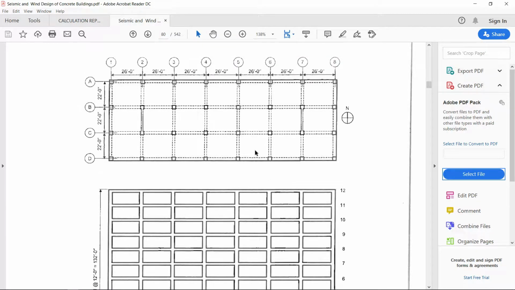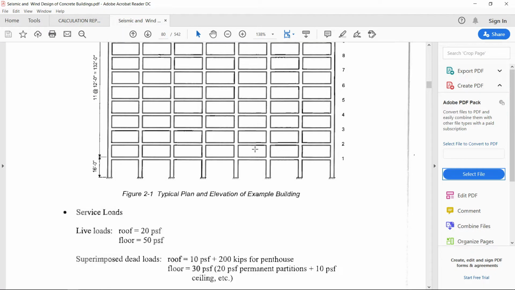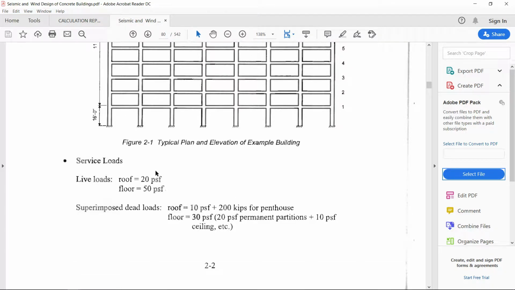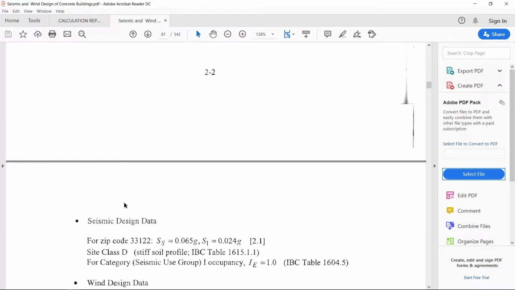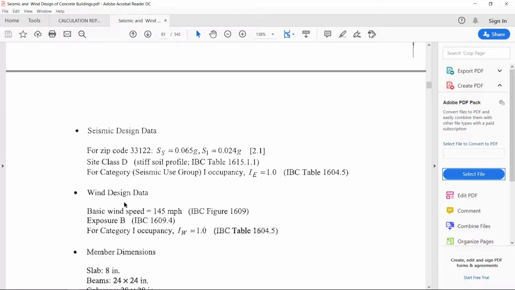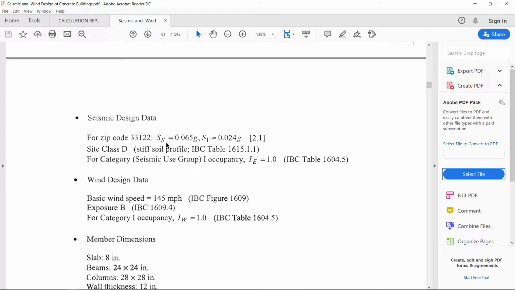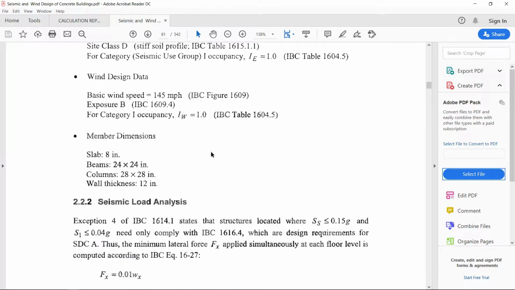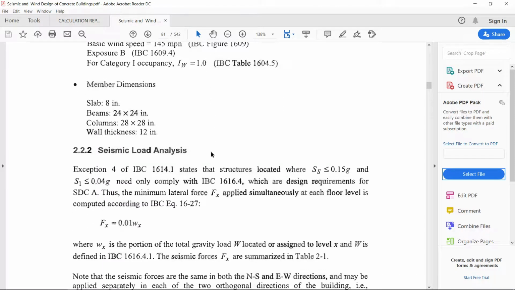This was the plan, elevation, loads, live load, superimposed dead load, and the seismic parameters were given as SS is equal to 0.065 g and S1 was 0.024 g. Site class was B. Based on these parameters, this building was categorized as a seismic category A structure.